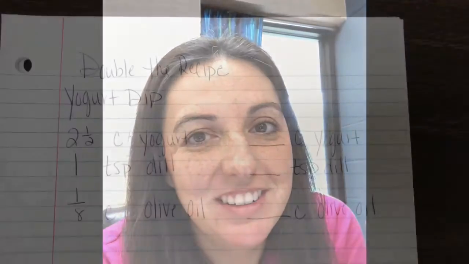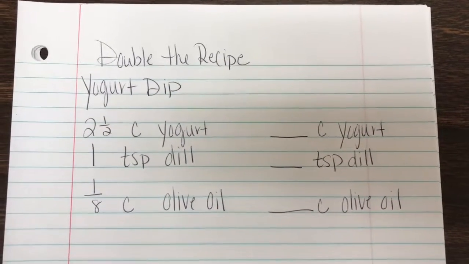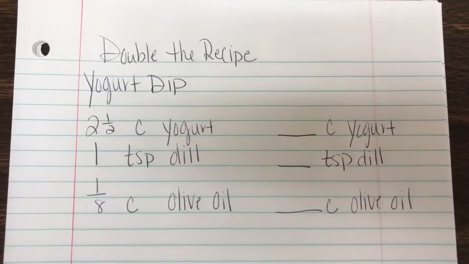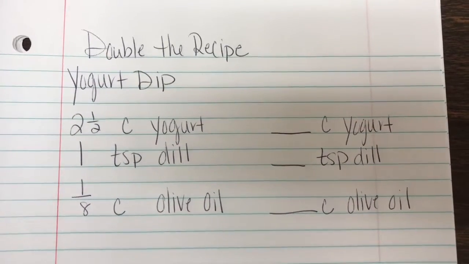So I'm not going to be here today, but math class is going to continue on. So what I need you to do is get your journal out and turn to the next blank page. We're going to talk about some more real-world math problems. We're going to take a recipe and we're going to double this recipe. So let me give you a second to copy this down.